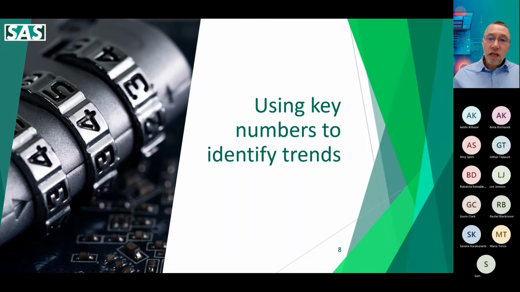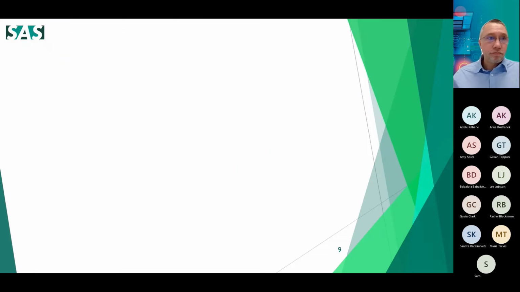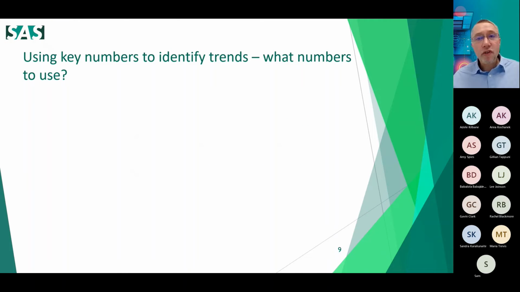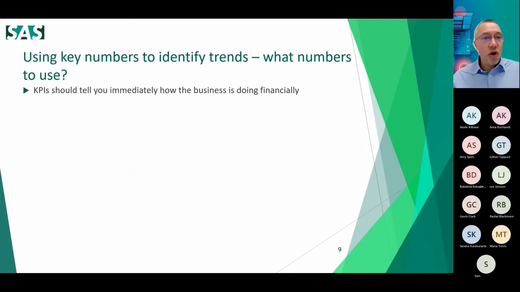So, using key numbers to identify trends. Well, the first question we should ask ourselves is, what numbers should you actually be using? As I mentioned earlier, KPIs are really important. And what are they? KPIs, key performance indicators, should tell you immediately how the business is doing. Ideally, you should be able to look at those figures and within 30 seconds know how your business has done this month.